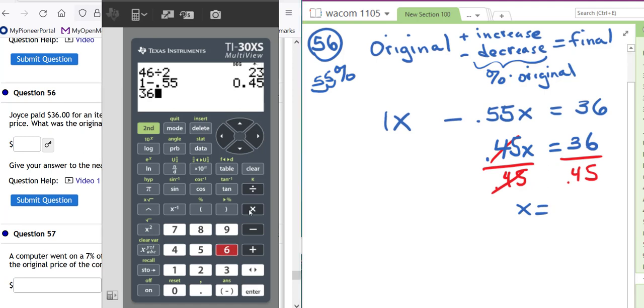So I have 36 divided by 0.45 is 80. Now you can look at these and see if it's a reasonable answer. All right, so it was $80. It's 55% off. 50% would be half. That'd make it about 40. It's a little bit more than that, and it's 36, so that's reasonable. So we should be good there.